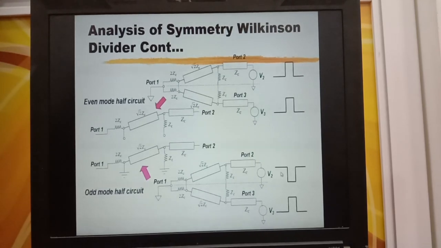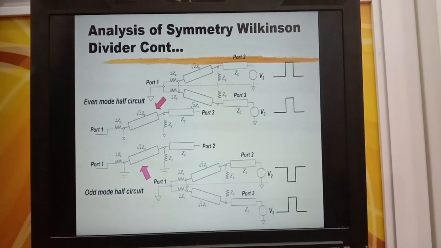Under odd mode excitation, V2 and V3 will have the same amplitude but opposite phase. That means when V2 is 5 volts, V3 will be negative 5 volts. When V2 is negative 5 volts, V3 will be positive 5 volts. Therefore, if this point is plus V and this point is negative V, the center point will be 0 volt. In other words, we have a virtual ground at the center point. That also means that we have a resistor ZC connected from this point to ground.